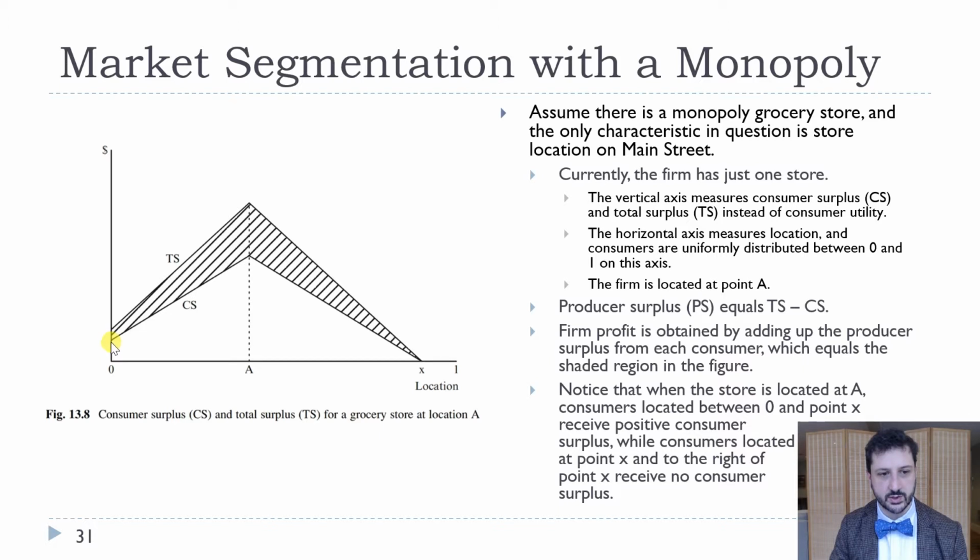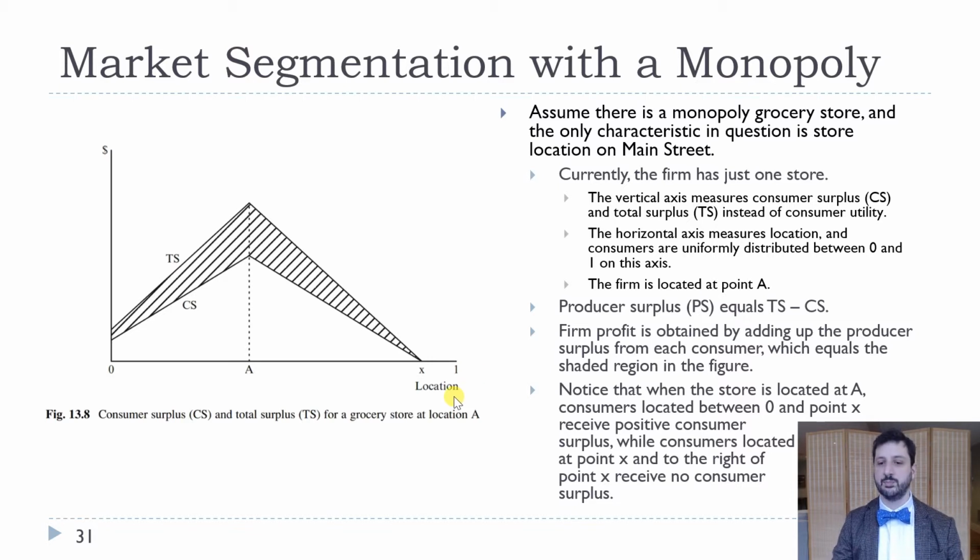One thing we want to notice is that people here at 0 are still getting some consumer surplus, right? So they're still buying, whereas that person at X is the one that's just indifferent between buying or not, because they get no consumer surplus. Anybody to the right of X, between X and 1, is not buying, right? So this is not a fully covered market.